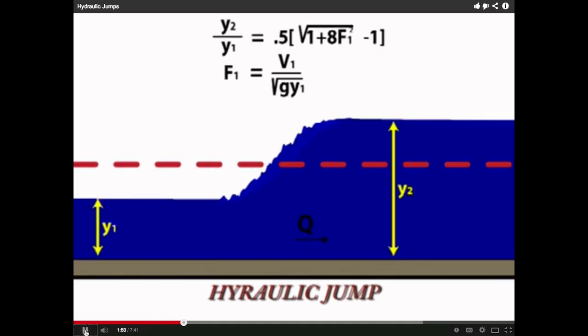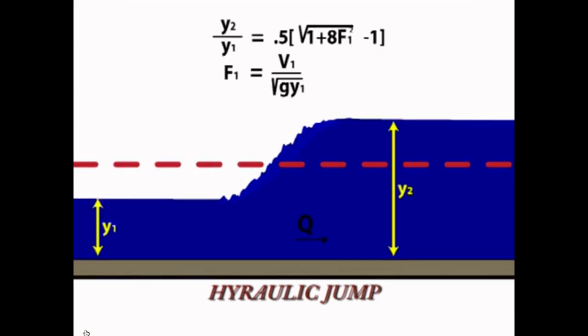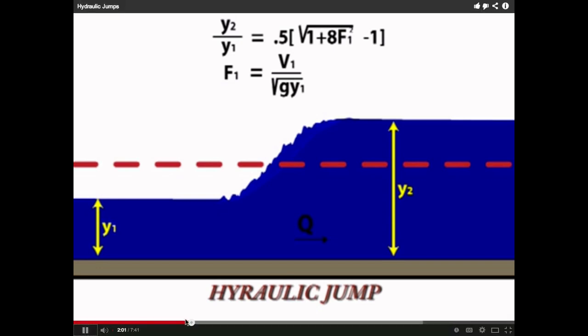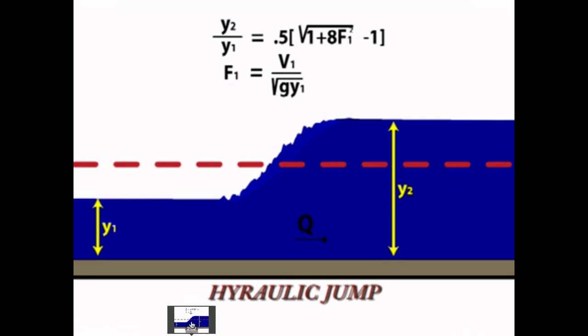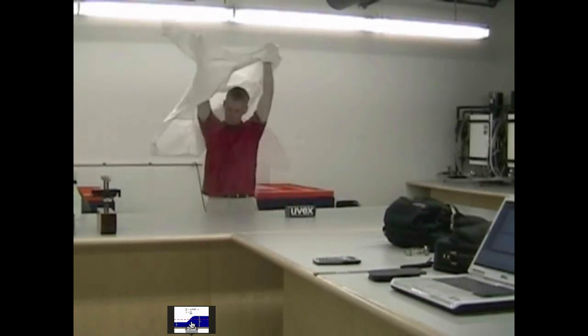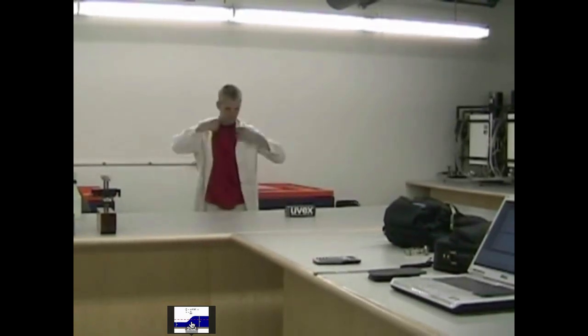It is of interest in engineering to know the ratio of flow depth across the hydraulic jump. This ratio can be computed by momentum conservation across the jump, as shown in the equation. We are now ready to go into the laboratory and create hydraulic jumps using a hydraulic flume. Protective clothing is a good idea, but not required for this exercise.